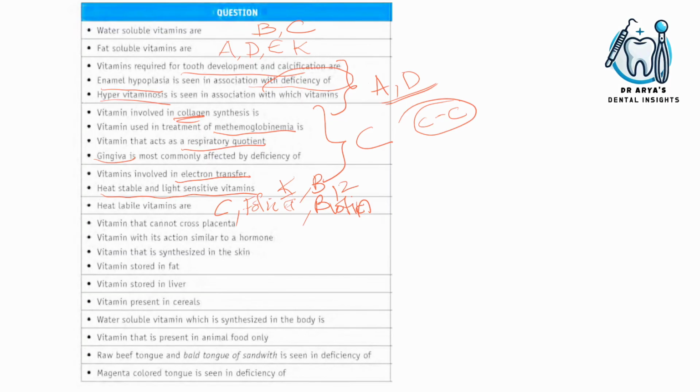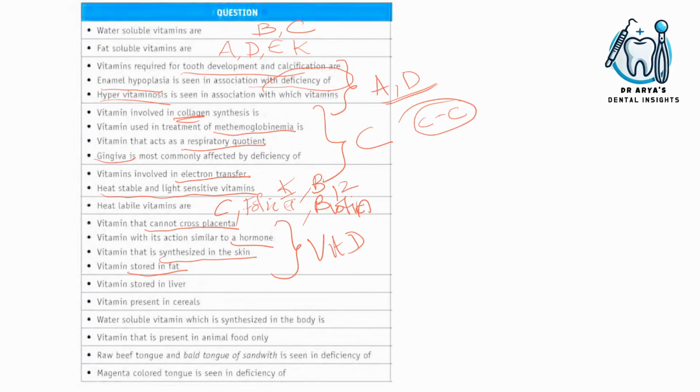Then the vitamin that cannot cross placenta is vitamin D. Okay. And also its action is similar to a hormone, and it is synthesized in the skin using sun rays, and then it is stored in fat. So all these answers are vitamin D. So vitamin D acts as a hormone and it cannot cross placenta. Okay, it is synthesized in skin and stored in fat.